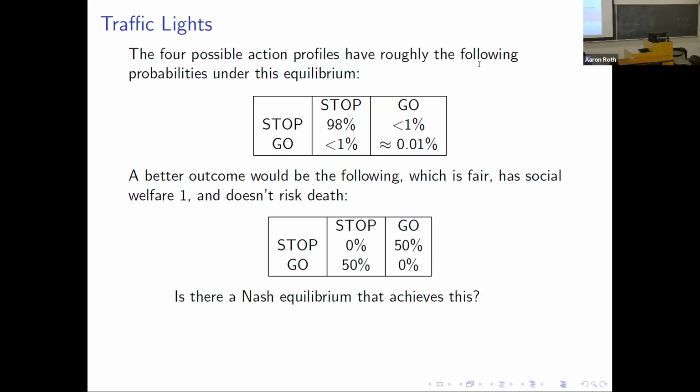Okay, so one question is, maybe we just computed a bad mixed strategy Nash equilibrium? Is there a different mixed strategy Nash equilibrium that can induce this distribution over the game states? And if not, why not? Yeah.